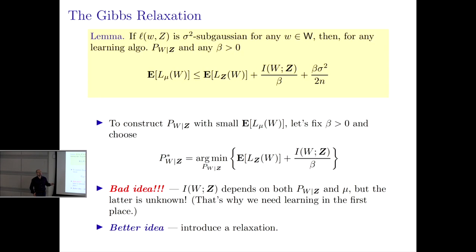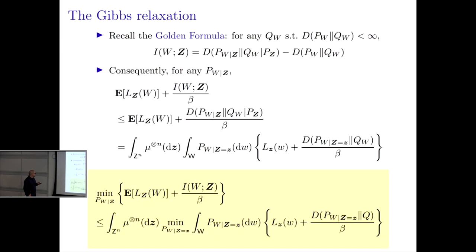I mean, if we knew it, there would be no point of learning anything in the first place, right? But if we can come up with a relaxation that does not involve the data distribution directly, or at least, if it's linear in the data distribution, you can just ignore it and move the minimization inside the integral, right? This is one way to arrive at the Gibbs algorithm.